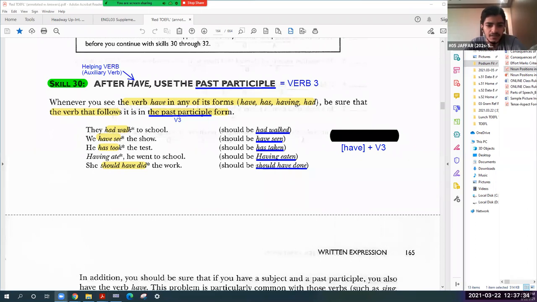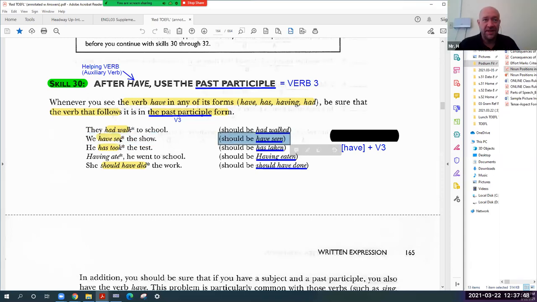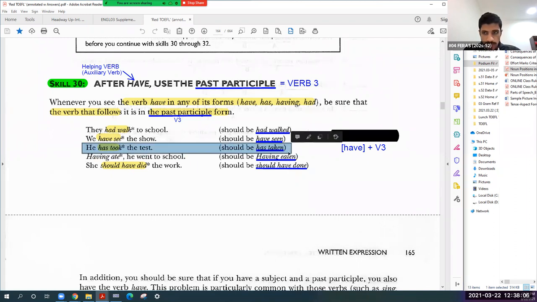Jaffer, second example. We have seen the show. Wrong, yeah, it's wrong. What should it be? Should be have seen the show. So the problem is the formula, right? It's a formula problem. Okay. Number four, for us. He has took the test. Should be has taken. Exactly.